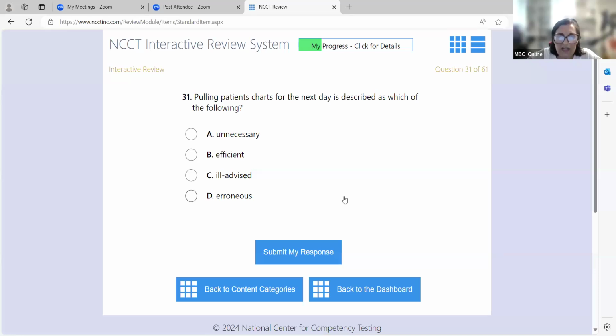Pulling patient's charts for the next day is described as which of the following? Unnecessary, efficient, ill-advised, or erroneous? Any questions? That's not it. Any guesses to what it is?